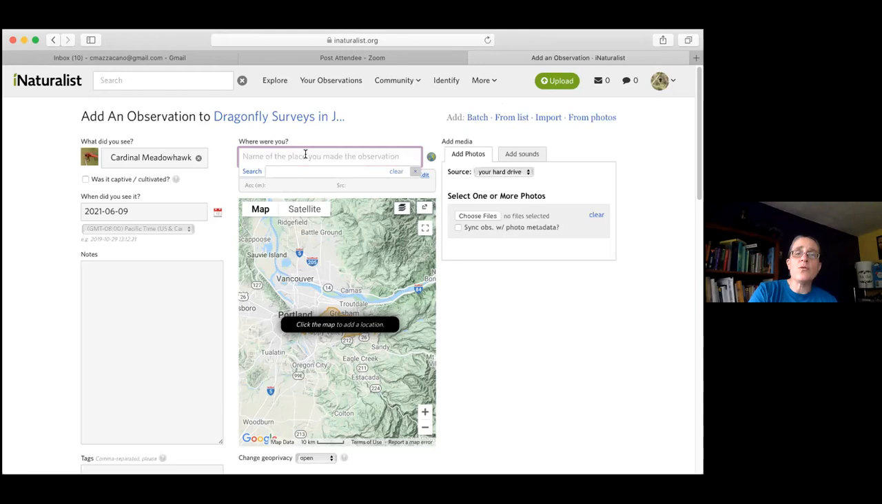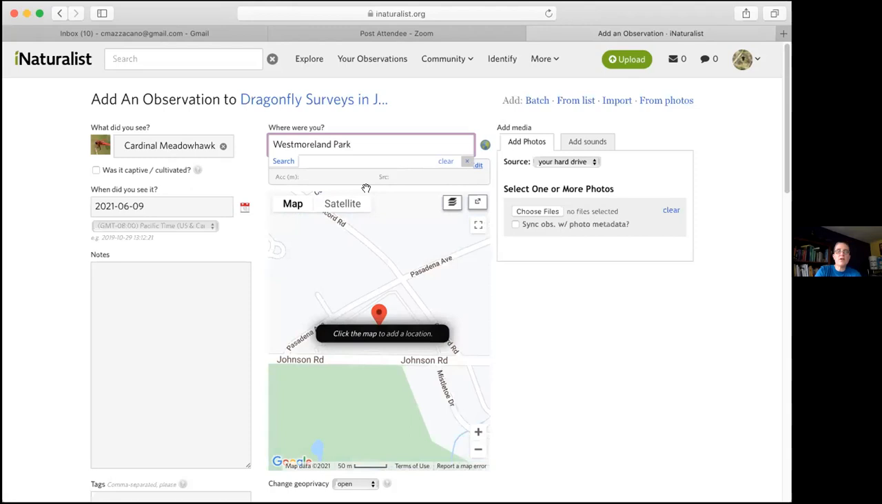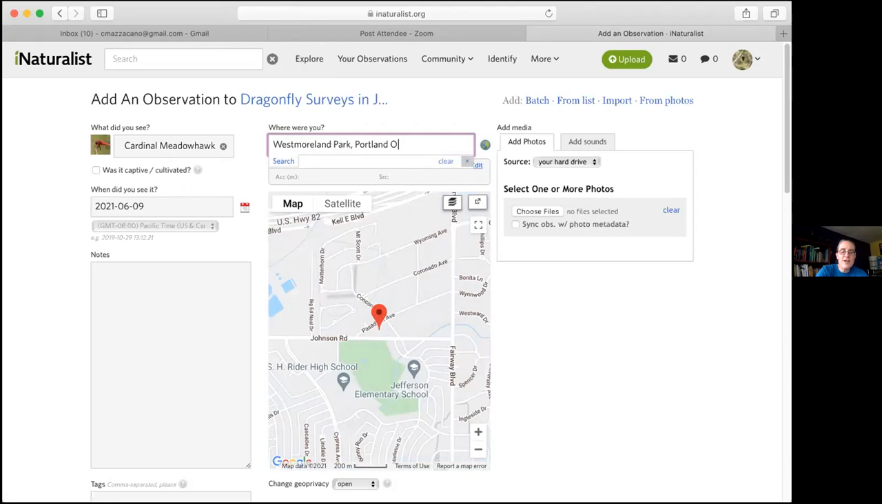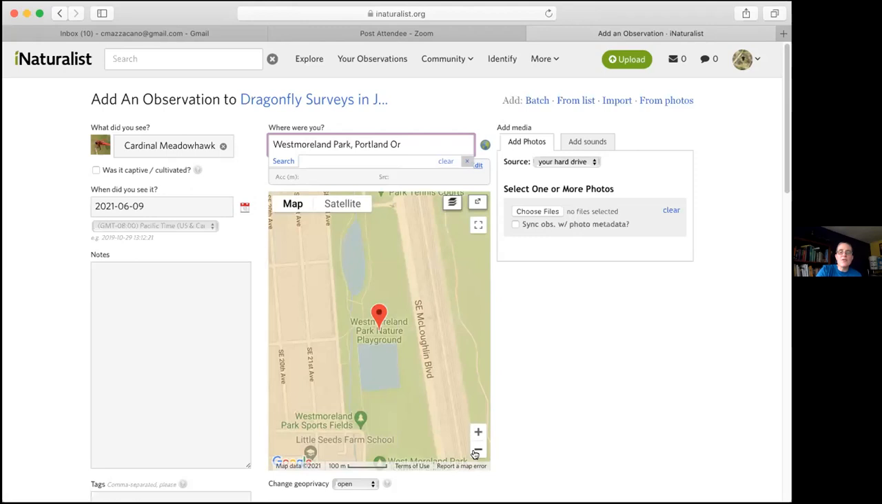Very, very important. So let's say that I was at Westmoreland Park. This is searchable. So if I hit return on Westmoreland Park, oh, a Google map comes up. I can zoom out. I do believe that is not in the correct state. Let's at least let it know that it's Portland, Oregon. Try that again. There we go. And it just puts a dot in the center of the location.